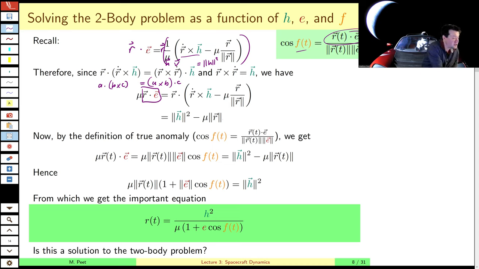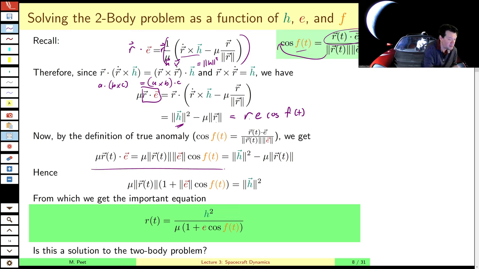So when we've taken r dot e, what we've gotten is this invariant term h squared minus mu times r, the scalar version of r. Now we just move this to the right-hand side and plug in this nice expression for r dot e, and we get that it's equal to r e cosine f of t. So we have an expression now in terms of r, h, e, and f.